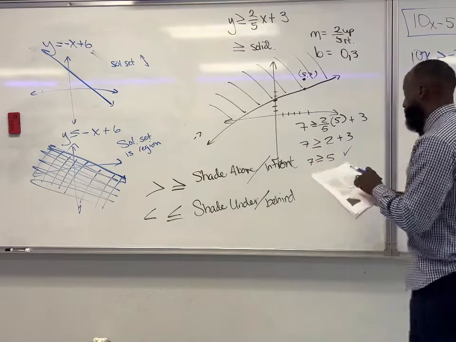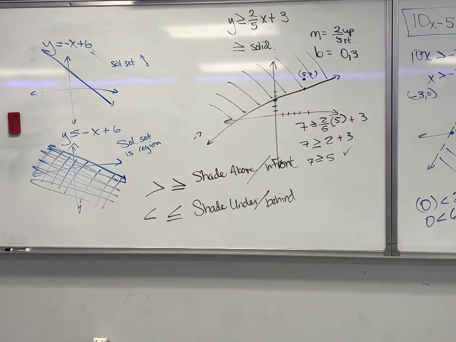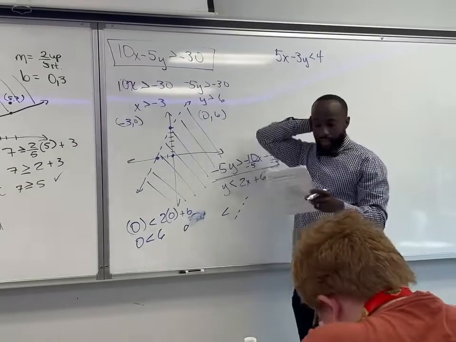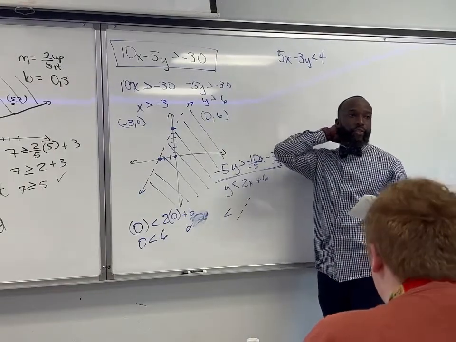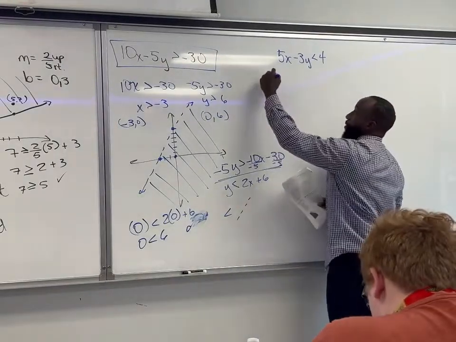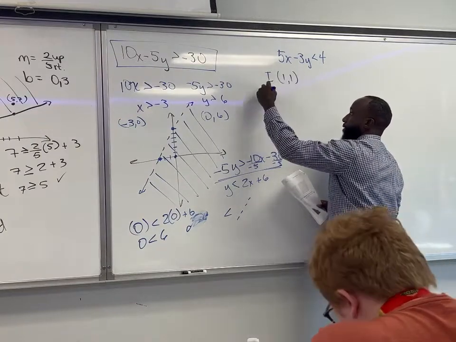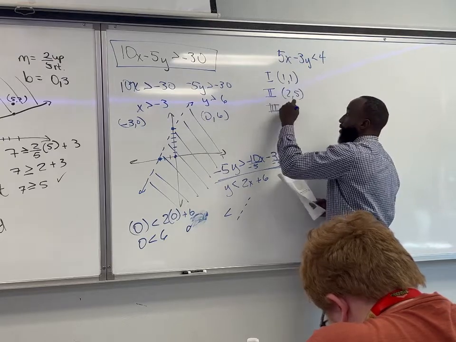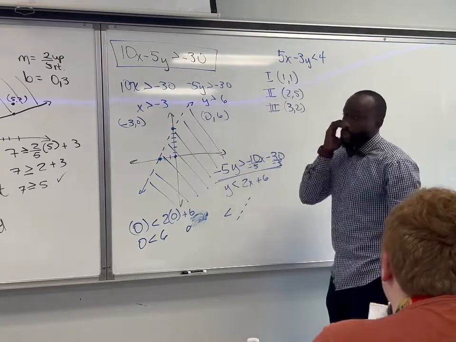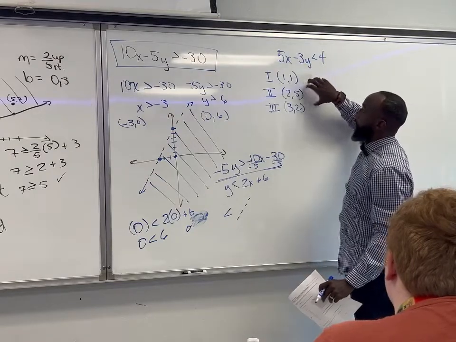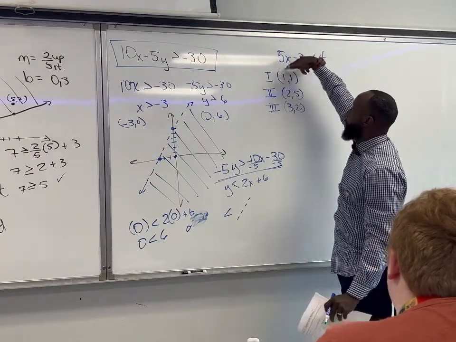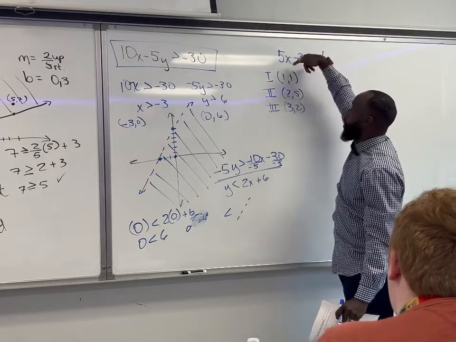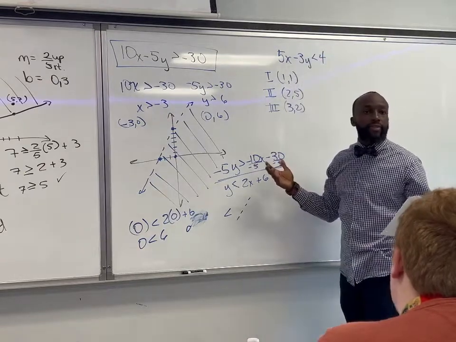All right, number 5, which of the following ordered pairs satisfies this inequality here? In this SAT question you have 5x minus 3y is less than 4, right? They want to know which ordered pairs make it true. And they give you the point 1, 1, the point 2, 5, and then the point 3, 2, right? So in order to figure out the answer, we would substitute these x and y values into this to see if it's true.